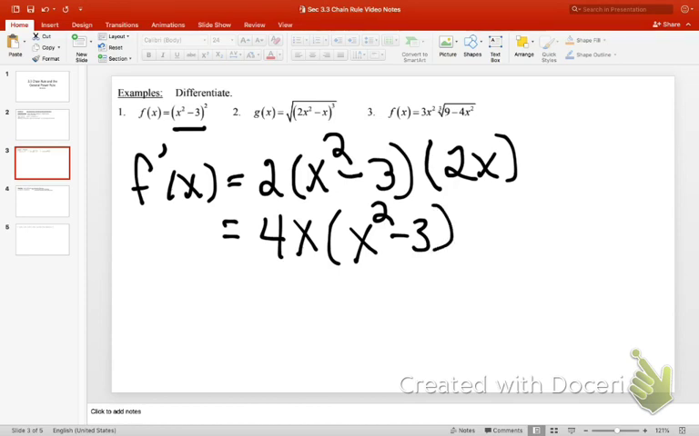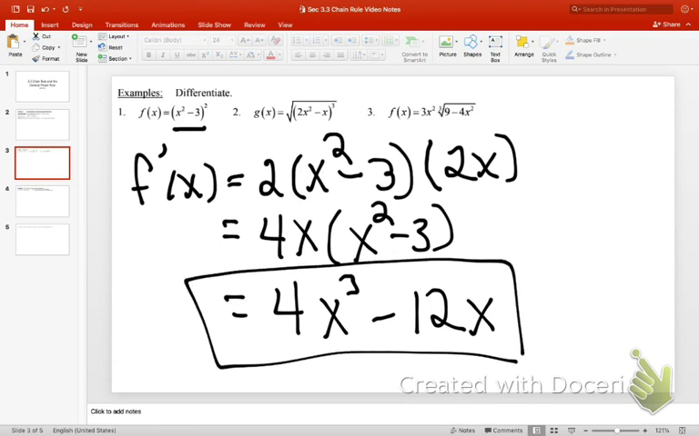Now, it would be fine for you to leave it like this, or you could continue to simplify and say that's 4x cubed minus 12x. We could get this same answer if we chose to actually multiply this out as (x squared minus 3) times (x squared minus 3), and then apply the power rule on each individual term. We would end up with this same answer. But using this general power rule is going to be a quicker way to do that. Here, algebra isn't going to be the quicker route.